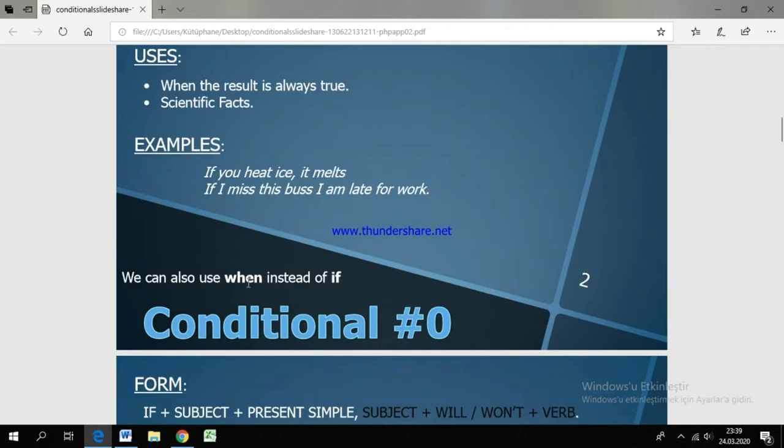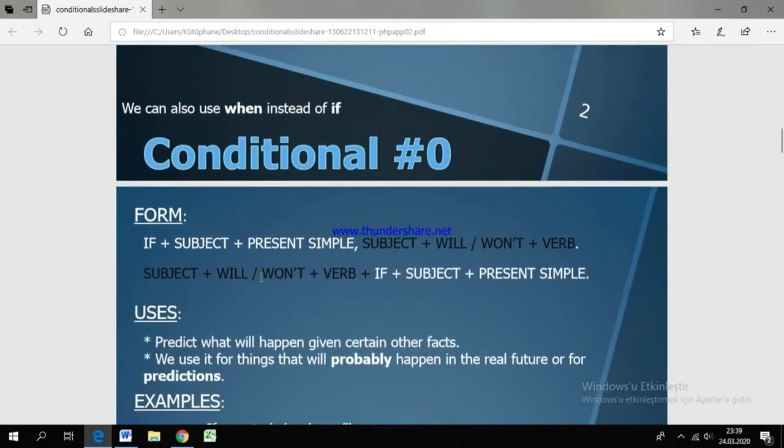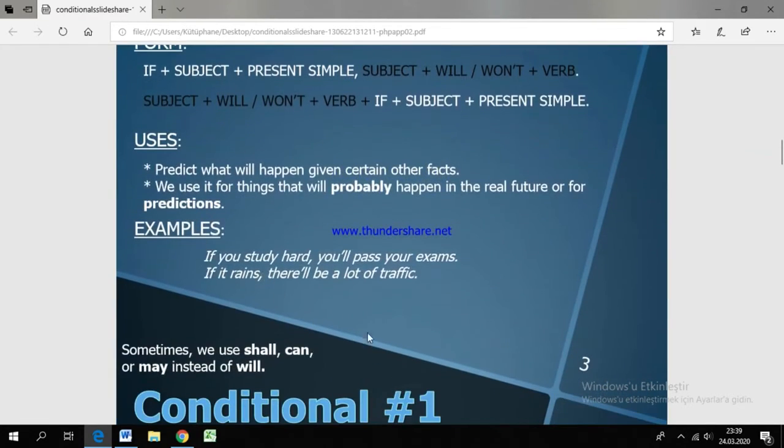Okay? We can also use when instead of if. Probably you remember I mentioned it like 2 minutes ago. If can be replaced with when. So when you learn to make an if clause sentence, which means that you also learned a when clause sentence. Okay? So we're going to continue with the first conditional. I'm going to skip this part, but please have a look at this one before doing the exercises.